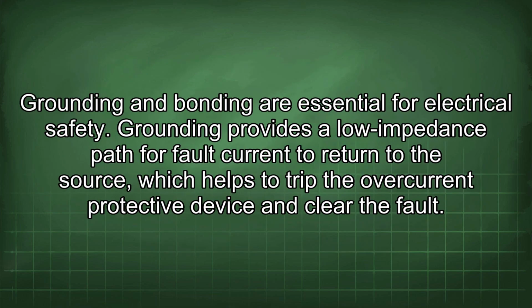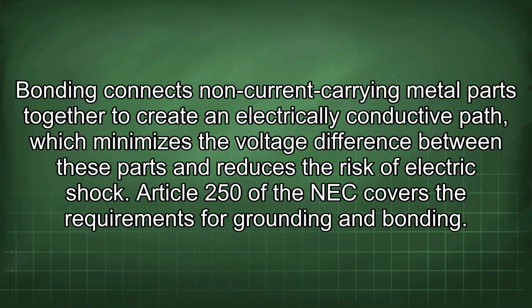Grounding and bonding are essential for electrical safety. Grounding provides a low impedance path for fault current to return to the source, which helps to trip the overcurrent protective device and clear the fault. Bonding connects non-current carrying metal parts together to create an electrically conductive path, which minimizes the voltage difference between these parts and reduces the risk of electric shock.